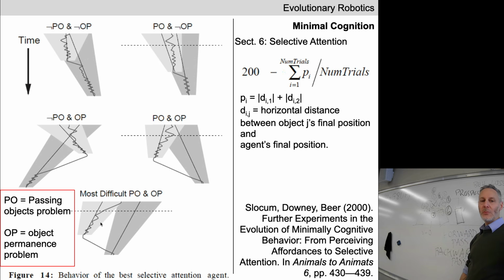Why is this trial more difficult than this trial? They don't start overlapping. They start apart. They actually overlap, or at least the agent can be in a position in which it sees both objects for a very, very brief period of time, and then it has to select which of the two to go chase after and attend to. How does the agent do in this case?